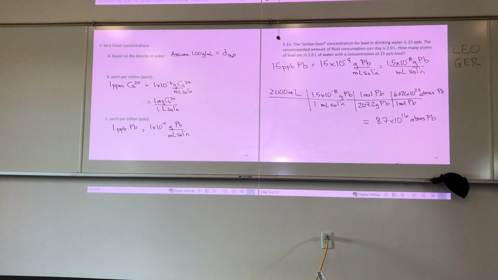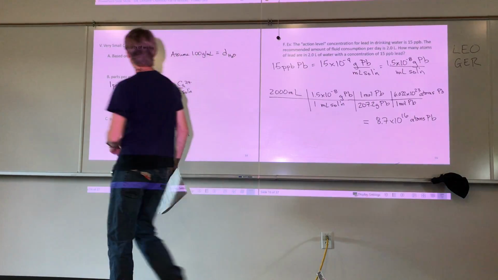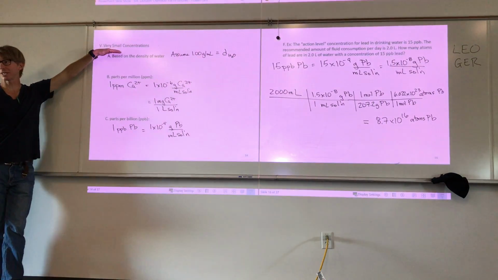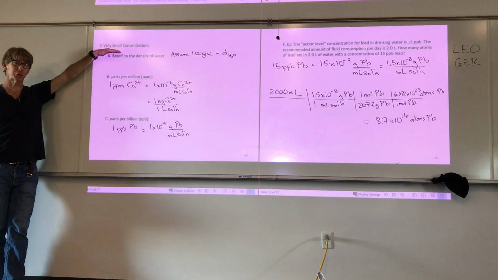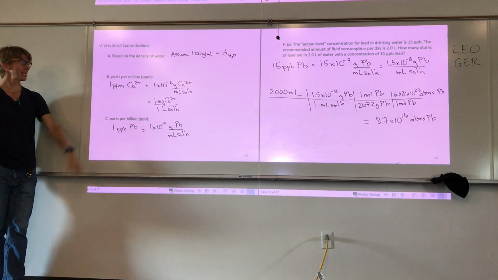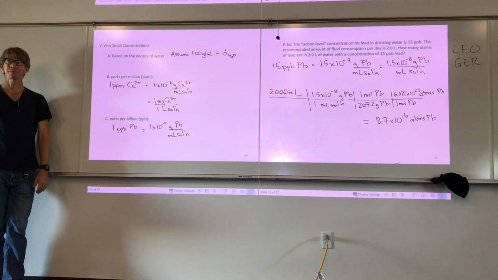So parts per million and parts per billion are units of concentration that are used for very dilute solutions because they're very small concentrations. And yet they're totally measurable and totally important in our lives. Any questions on this? Yeah, how do they measure that? What kind of machines do they use?